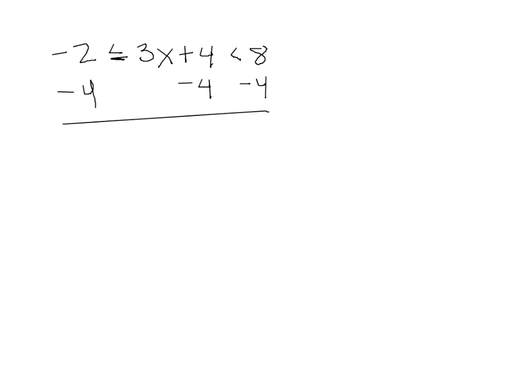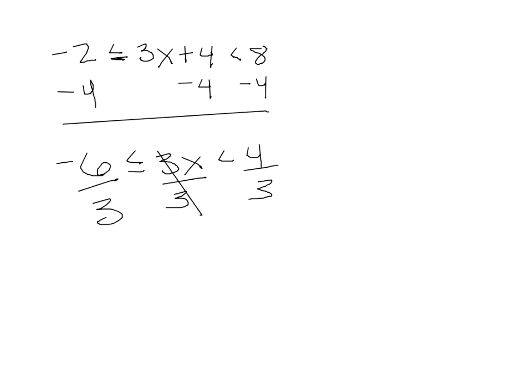It is possible to have one side that's a less than or equal and one side that's a strict inequality. So here I'm going to cancel the 4 out of the middle, so I subtract 4 on both sides. Minus 6 is less than or equal to 3x is less than 4. Divide the middle by 3 and the 2 ends also by 3, and I get minus 2 is less than or equal to x is less than 4/3.